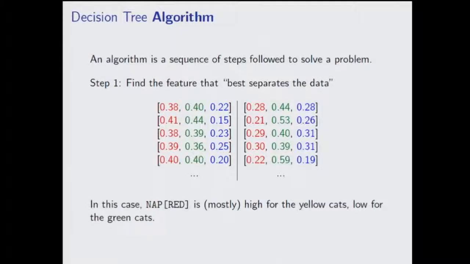Okay? In this case, if I look at the red ones, red is mostly high for the yellow cats, and it's mostly low for the green cats. So it might look pretty good as maybe the first question we should ask about. The first feature we should ask about, I mean. Green, on the other hand, is kind of all mixed up. The green values are kind of the same on both sides, so maybe that's not that helpful.